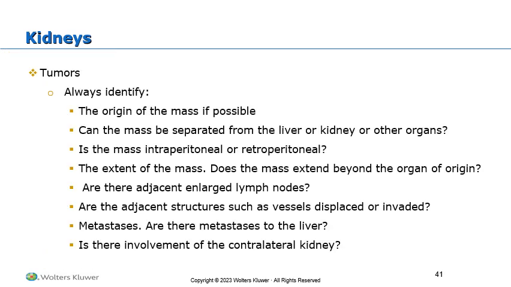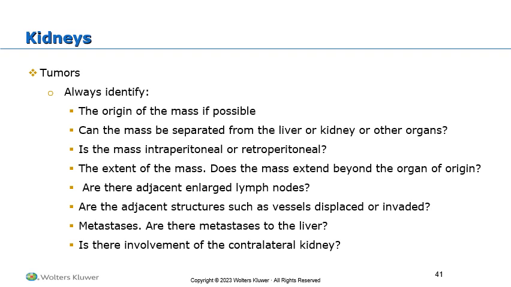So aside from cysts, we are always having to be concerned about tumors in the kidney. So if a tumor is identified, obviously we need to find the origin of the mass if possible. So if it's originating from the kidney, that's important. If it's near the kidney, it could be from the spleen, from the liver, from the adrenal gland. So we always need to trace that tumor back to where it actually is originating from.